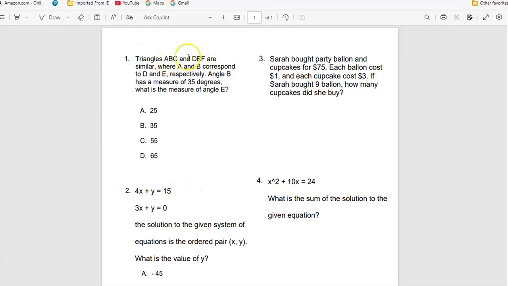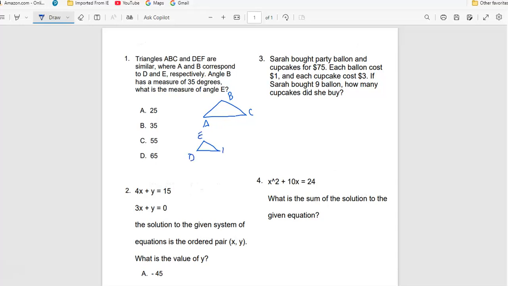So if these two triangles are similar, angle E is congruent to the measure of angle B, which is 35 degrees, right? And you can do it this way too. You can just sketch two triangles. Say I'm going to put A, B, C, and here is another similar triangle, which is DEF.